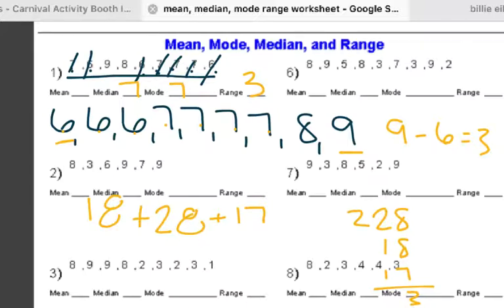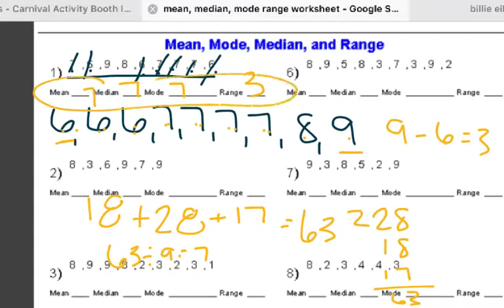2 plus 2 is 4, 5, 6. So 63 is my answer when I get the total, but you add and then divide. And there's 1, 2, 3, 4, 5, 6, 7, 8, 9 numbers. So 63 divided by 9 equals 7. So the average number is 7. Okay? So we're going to do that again.